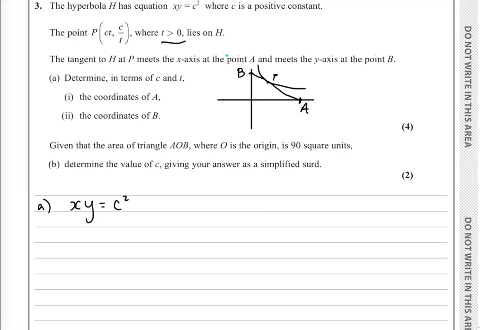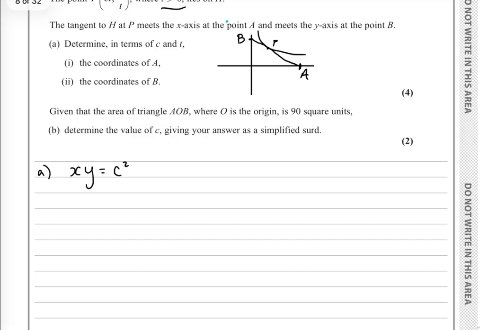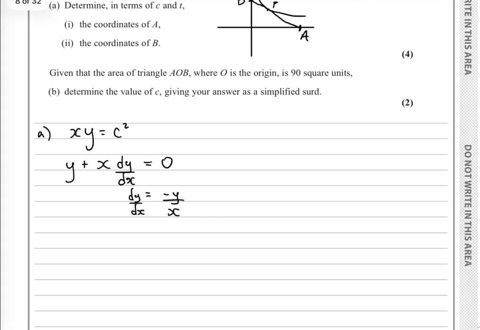Determine, in terms of c and t, the coordinates of these 2 points. So we need the equation for the tangent. To do that, we're going to have to differentiate using the product rule. Differentiate x as a 1, leave the y alone, and then leave the x alone and differentiate the y with respect to x. And the right hand side is a constant, differentiates to 0. So we move the y across and divide by the x. dy by dx is this.